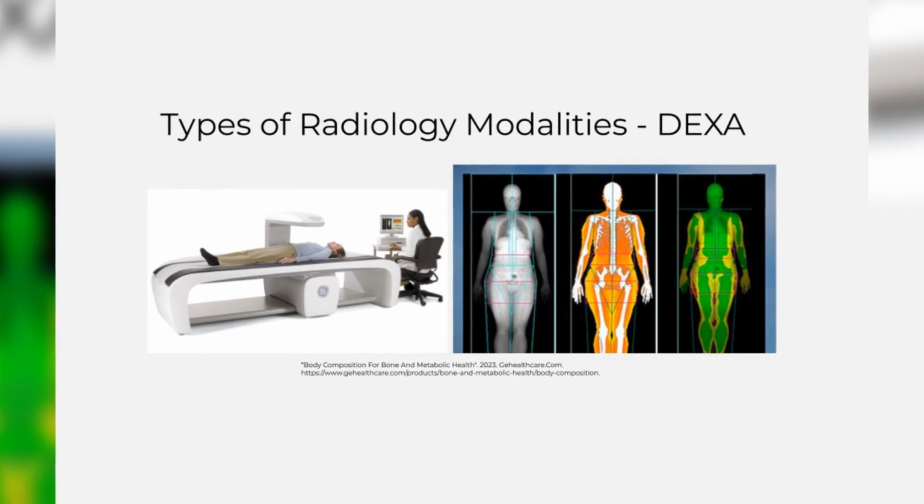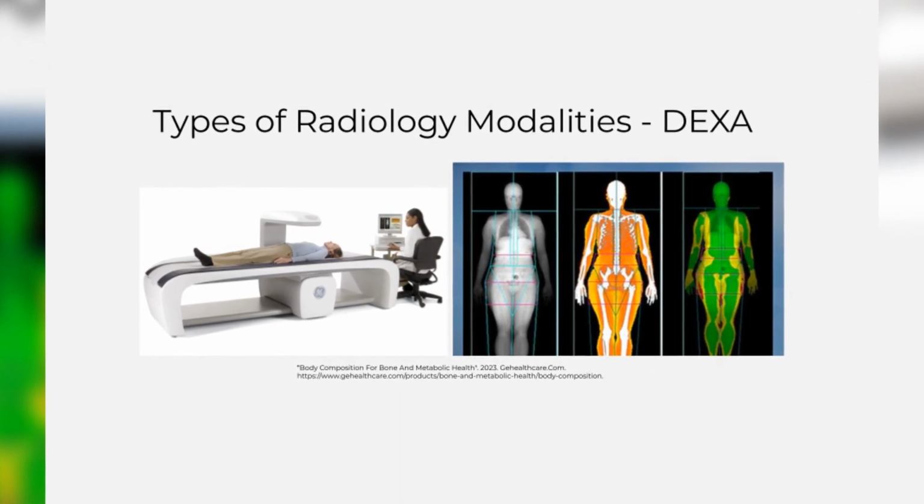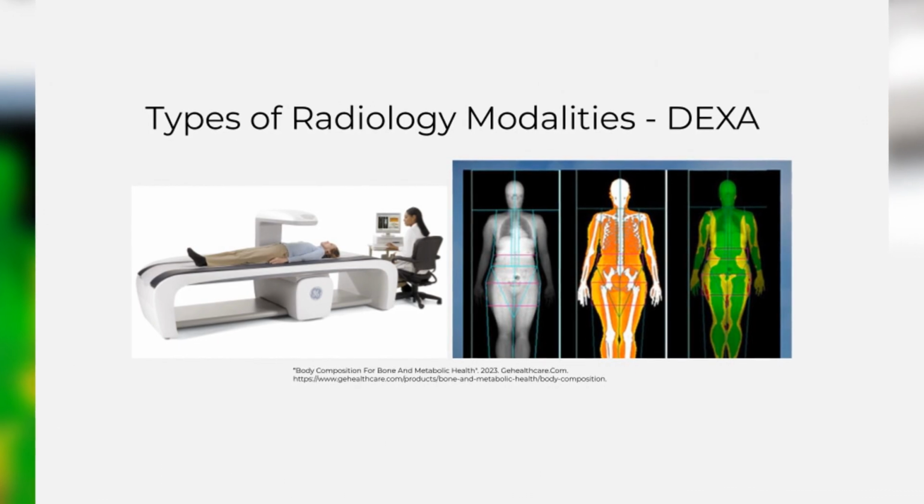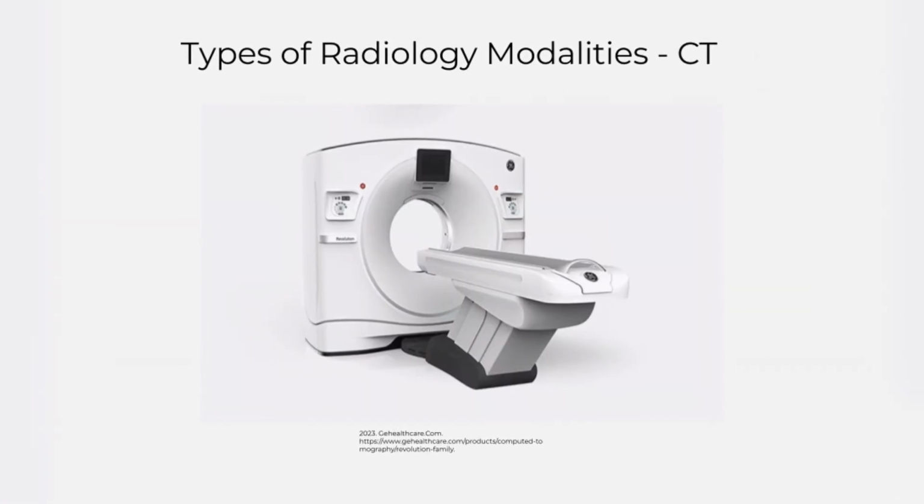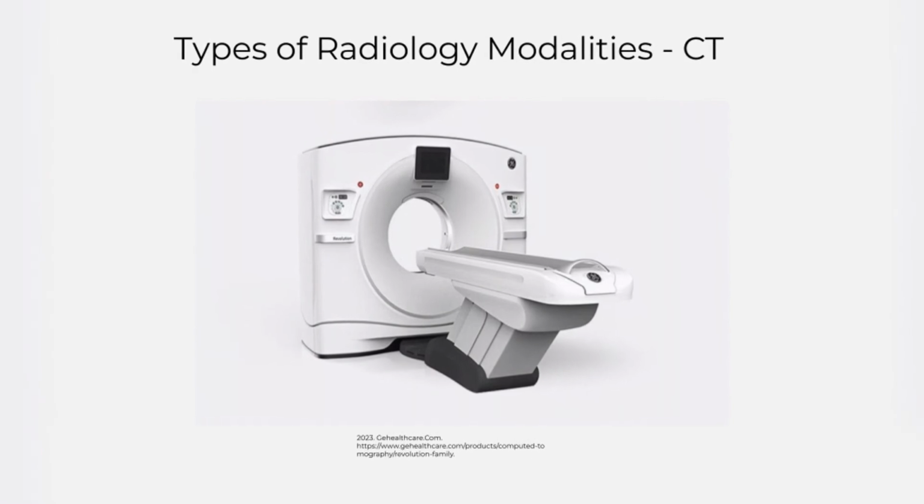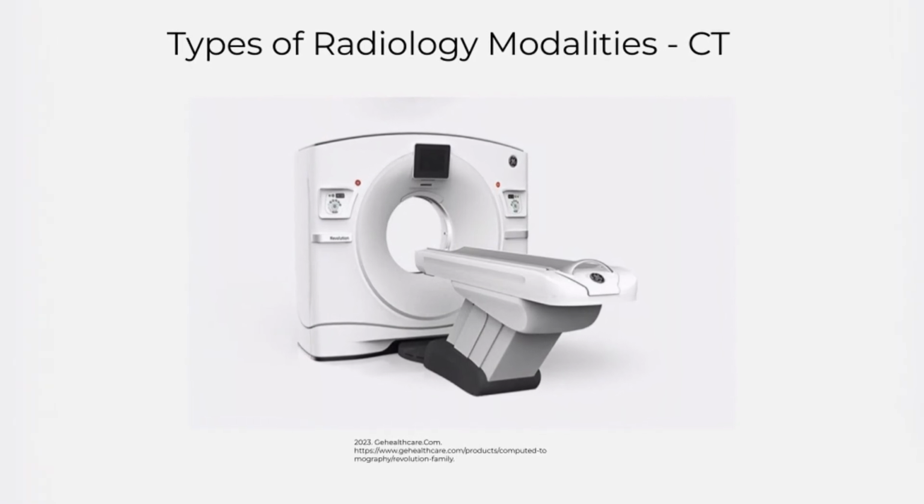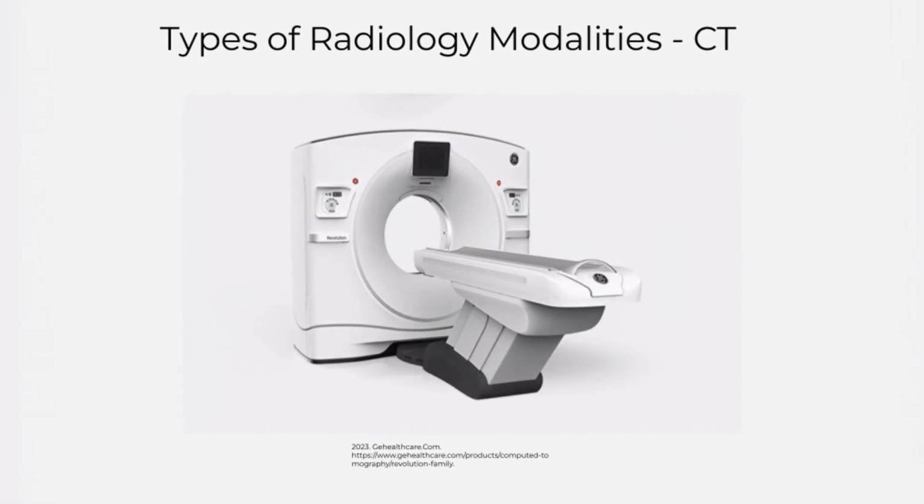Bone density scans are used to check for conditions like osteoporosis. The scan measures bone mineral content. Computed tomography takes detailed images, or slices, of the body. It's great for viewing internal organs.